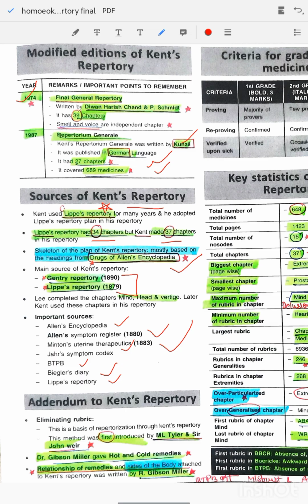Now we talk about eliminating rubric. This is a basic repertorization through Kent's repertory. Means Kent repertorization is somewhere based on eliminating rubric. This method was first introduced by Emil Tyler and Sir John Weir. Dr. Gibson Miller gave hot and cold remedies, relationship of remedies and side of the body, attached to Kent repertory. Relationship of remedy and sides of body. Okay.